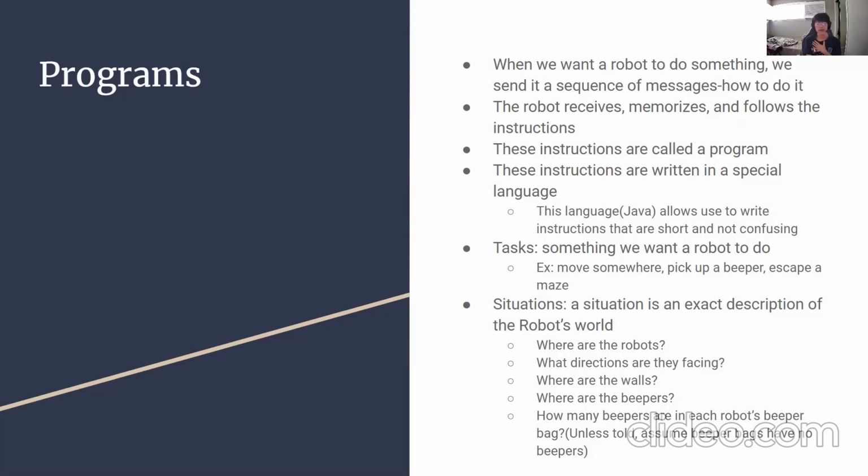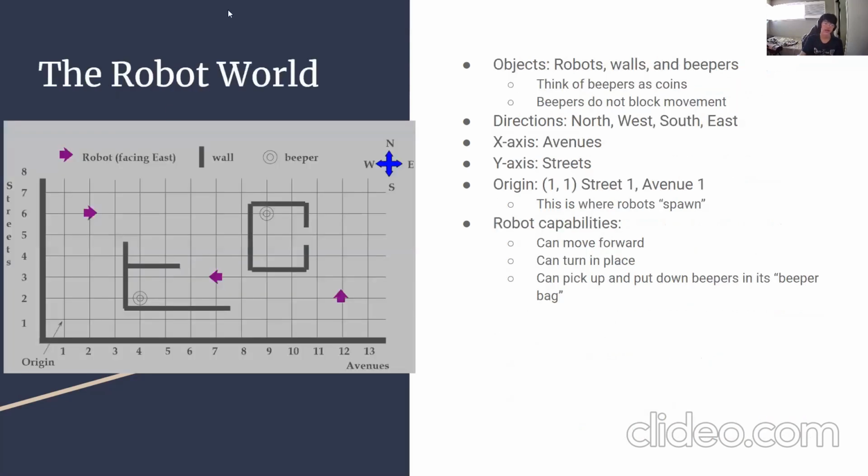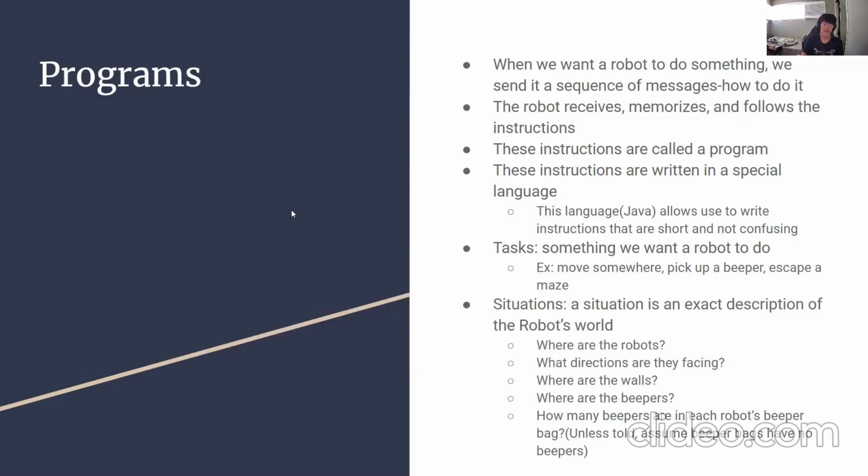So a situation is an exact description of a robot's world. If you look back on our previous slide, this right here is an example of a situation. It's the exact description of a certain robot world. This is a copy of a robot world where everything is facing like this. So a situation tells you where the robots are, what direction they're facing, maybe where the walls are, where the beepers are, how many beepers are in each robot's bag. So it's everything about a single robot world.